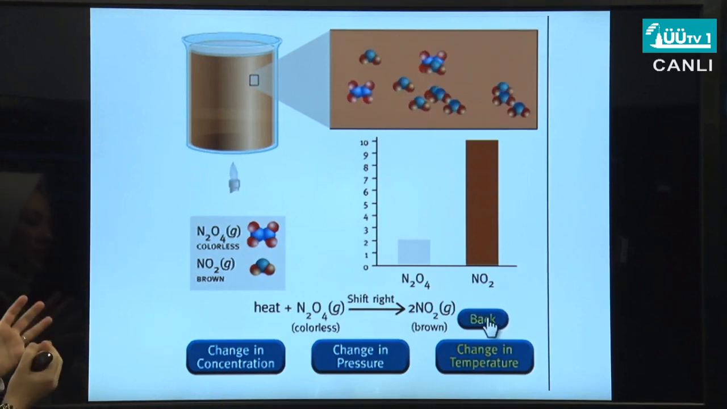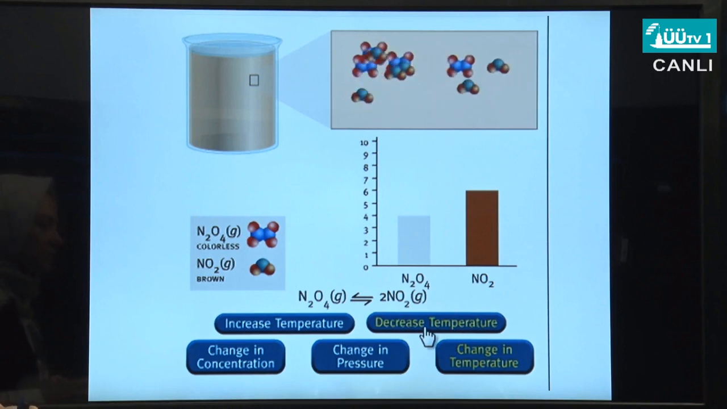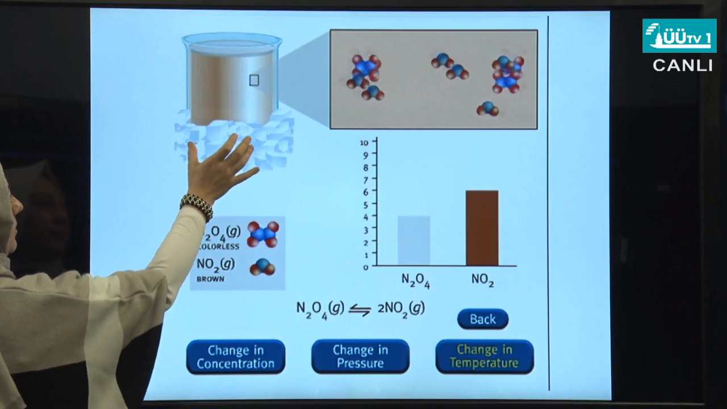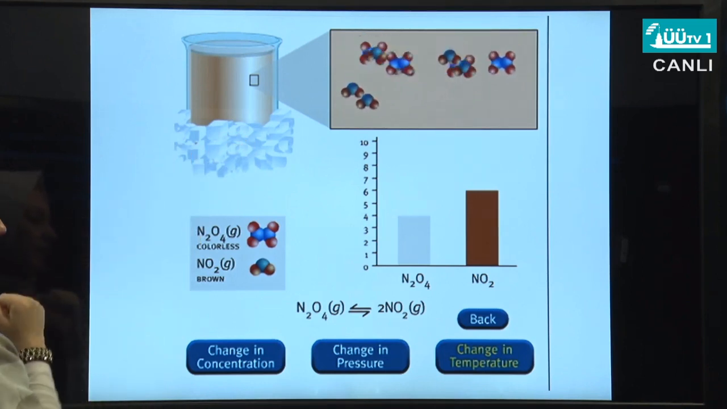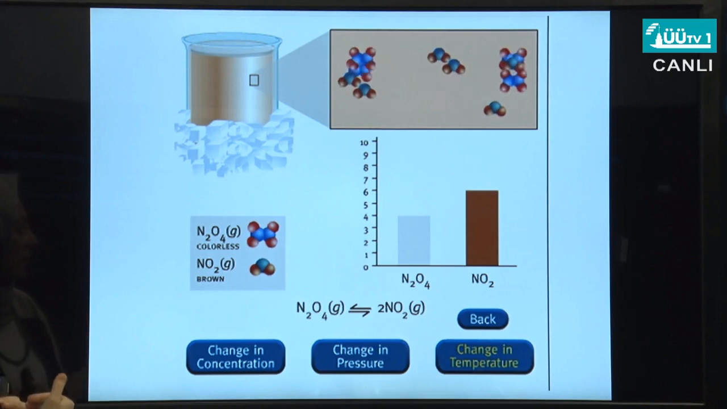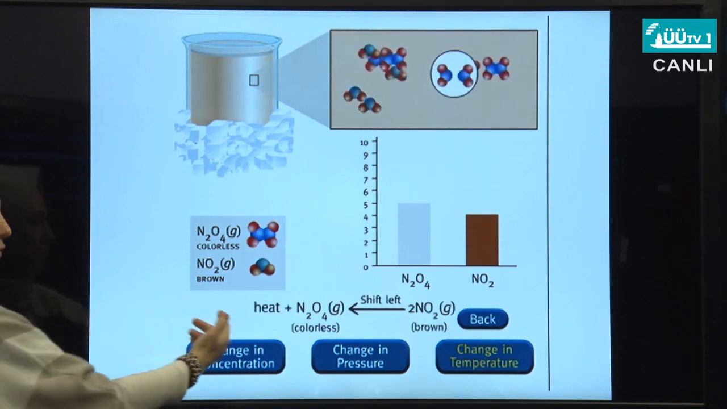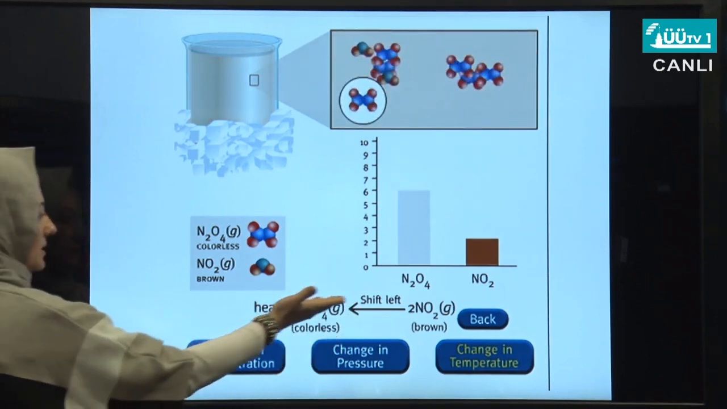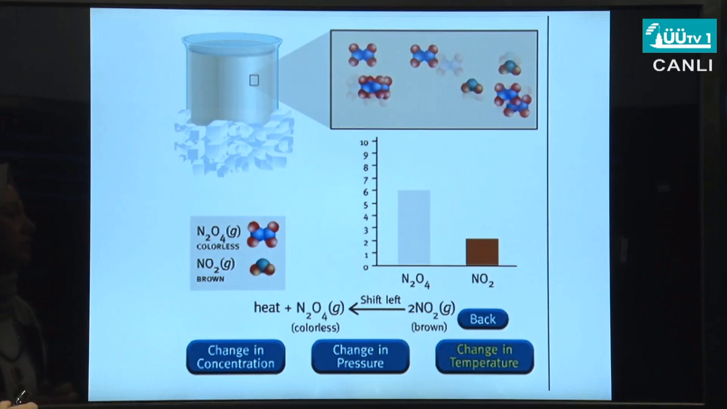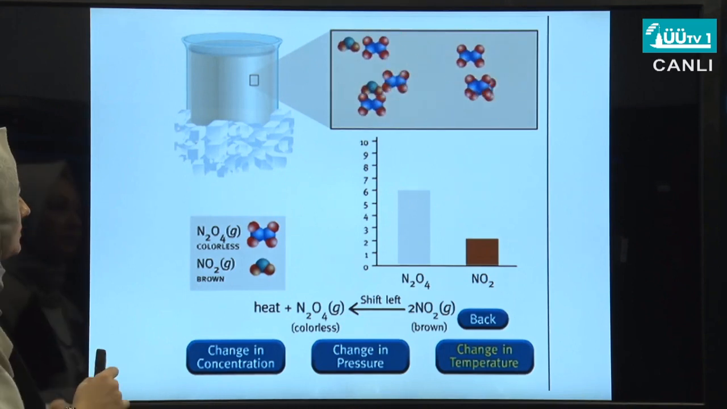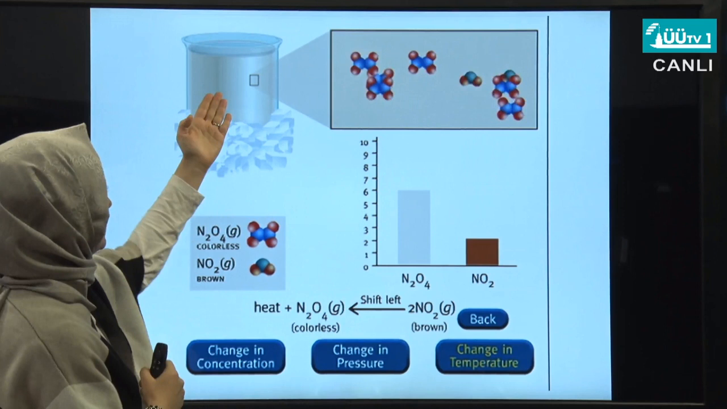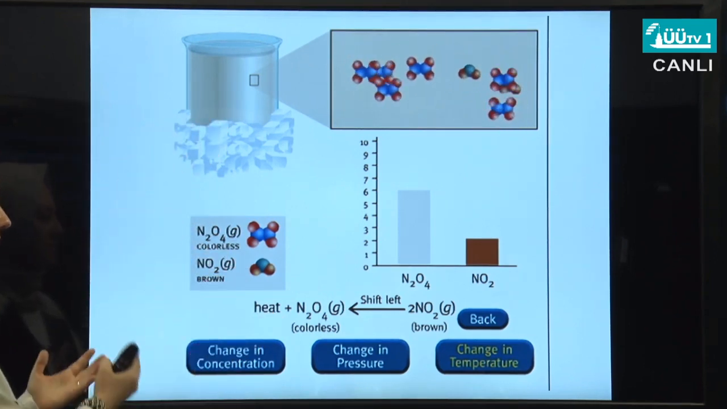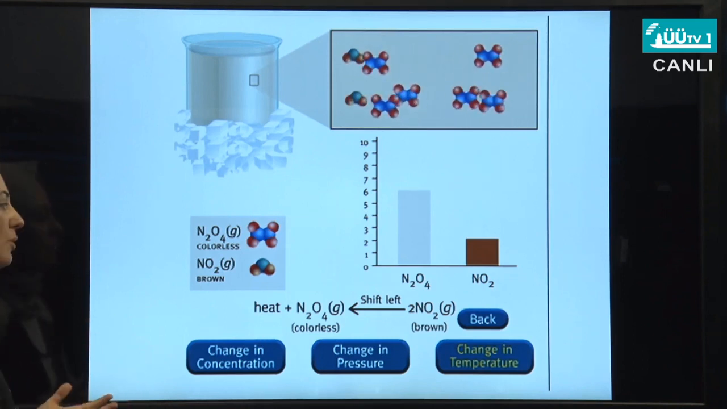In the case of heating, how about decreasing the temperature now, the vice versa, the negative effect. So I'm cooling my system, I'm removing heat. So the system will react in such a way that it will try to produce heat. Which side is the heat produced on? On the left hand side. That's why the equilibrium will shift to the left. And you are going to see that the brownish color will get lighter. It will go to colorless, since nitrogen tetroxide is now more being formed.